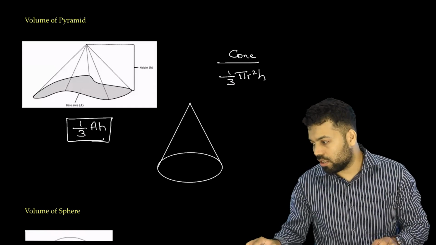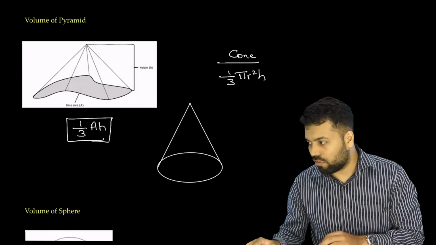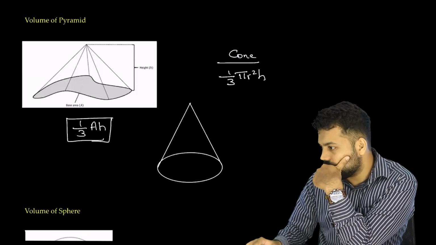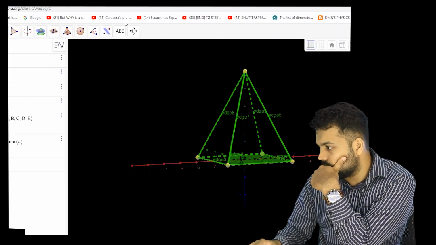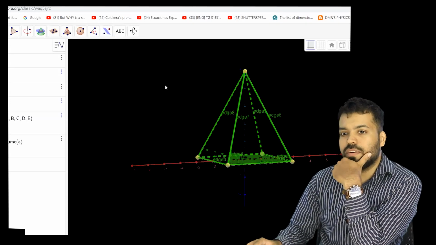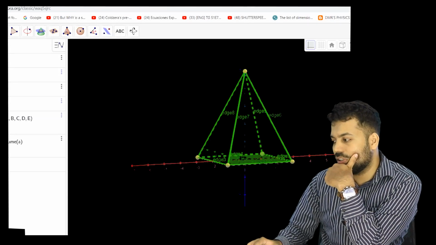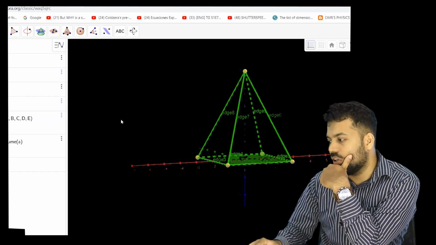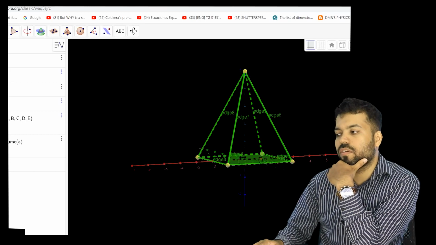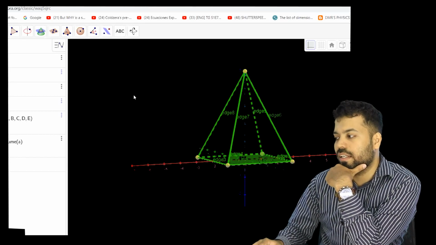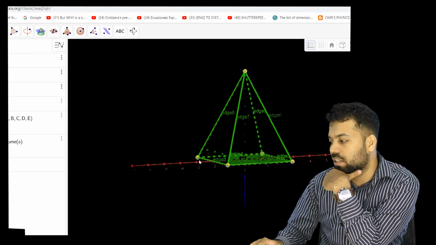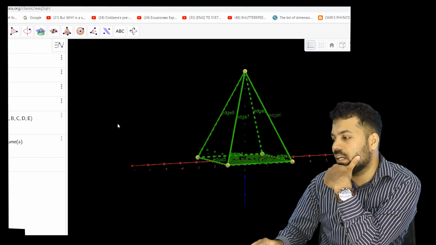So I have plotted one graph for you in GeoGebra. Now is this pyramid visible to everyone? Yes. Okay. Now say I have the vertices A, B, C like this, and E is this topmost vertex, and ABCD is the square base. Okay, why is it a square base?